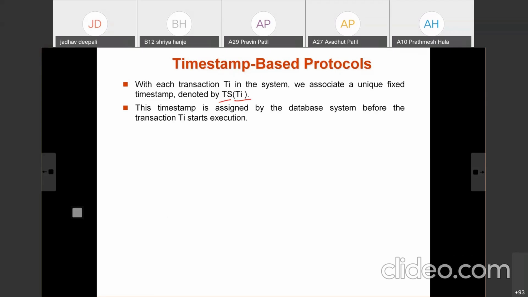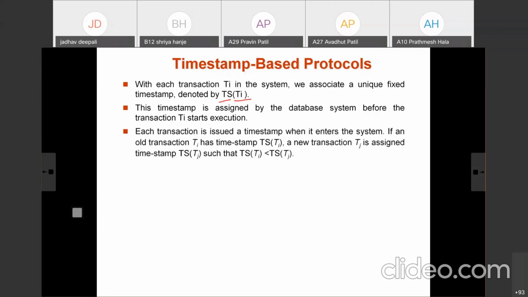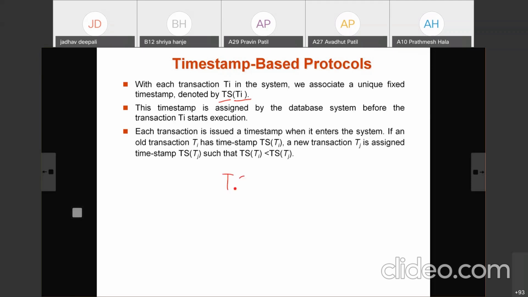Next, the timestamp is assigned by the database system before the transaction TI starts execution. Suppose I want to execute a transaction T1 which transfers $50 from account A to account B. The database system first assigns a timestamp to that transaction, and then the execution starts: read A and whatever the next operation is.